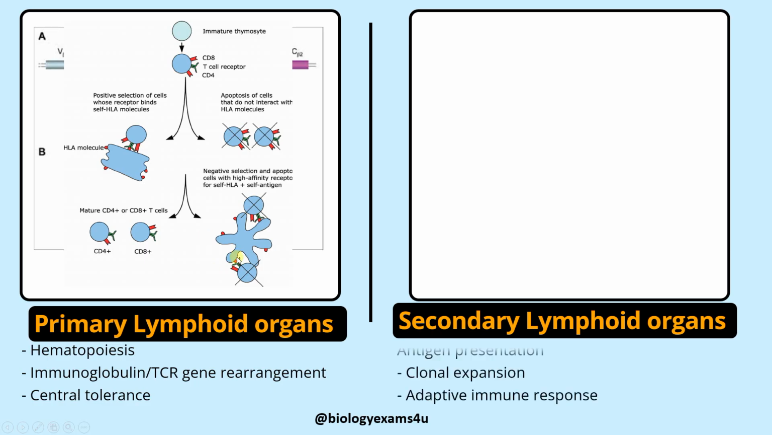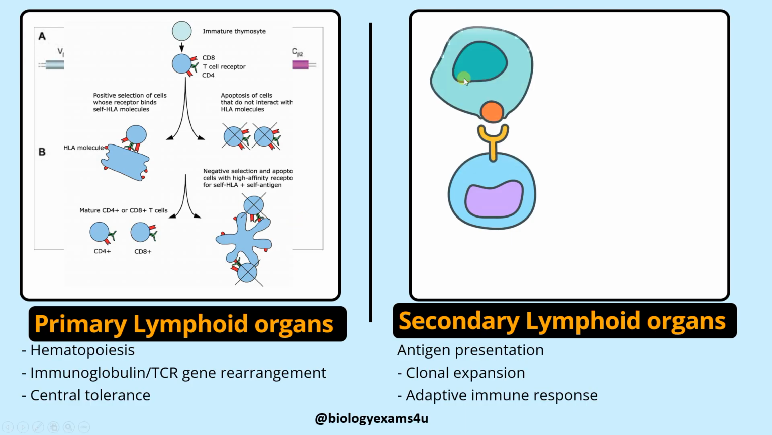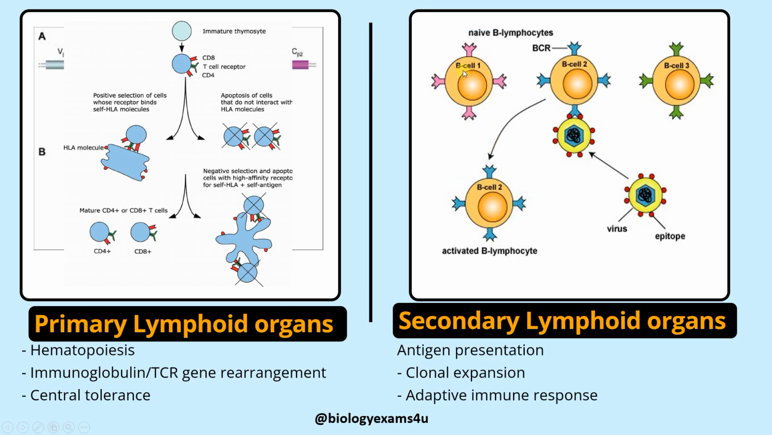The functions of secondary lymphoid organs include antigen presentation. Suppose this is an APC, antigen presenting cells like dendritic cells or macrophages, that presents antigen to a lymphocyte like B cell or T cell. Upon activation, here you can see there is B cell 1, B cell 2 and B cell 3. B cell 2 has a receptor that can bind to this antigen.